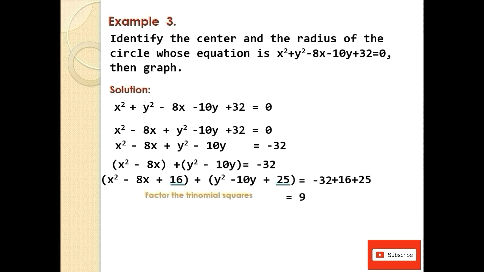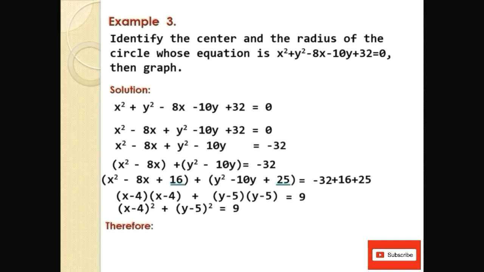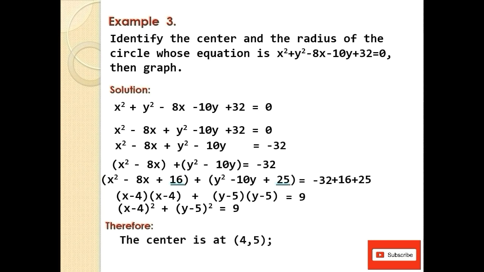Next, we factor our perfect square trinomial. After that, we write the factors as square of binomials. Therefore, our center is at point positive 4 and positive 5. And our radius is 3 units. Let us now graph our circle.